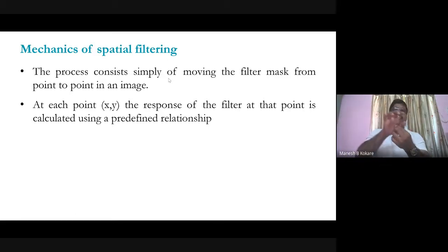And this you have to repeat for all the pixels in the entire image. So you have to go row by row: once the first row is over, then the second row, third row, up to the last row. At each point (x, y), the response of the filter at that point is calculated using a predefined relationship. For that, you can use either cross correlation or the convolution operation.